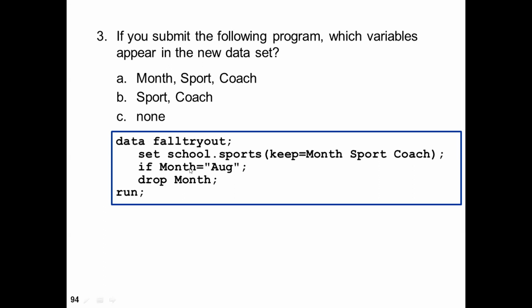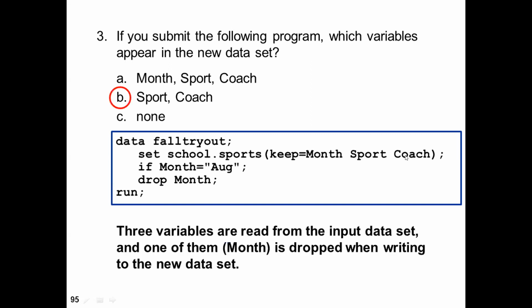So when this condition is met, you're selecting all values. Yeah. It's B, the 4 rows. So you are keeping month, sport and coach from the input data, but you're dropping month for the output data set. So you're left with only sport and coach in your output data set. 3 variables are read from the input data set and one of them, month, is dropped when writing to the output data, hence left with sport and coach.